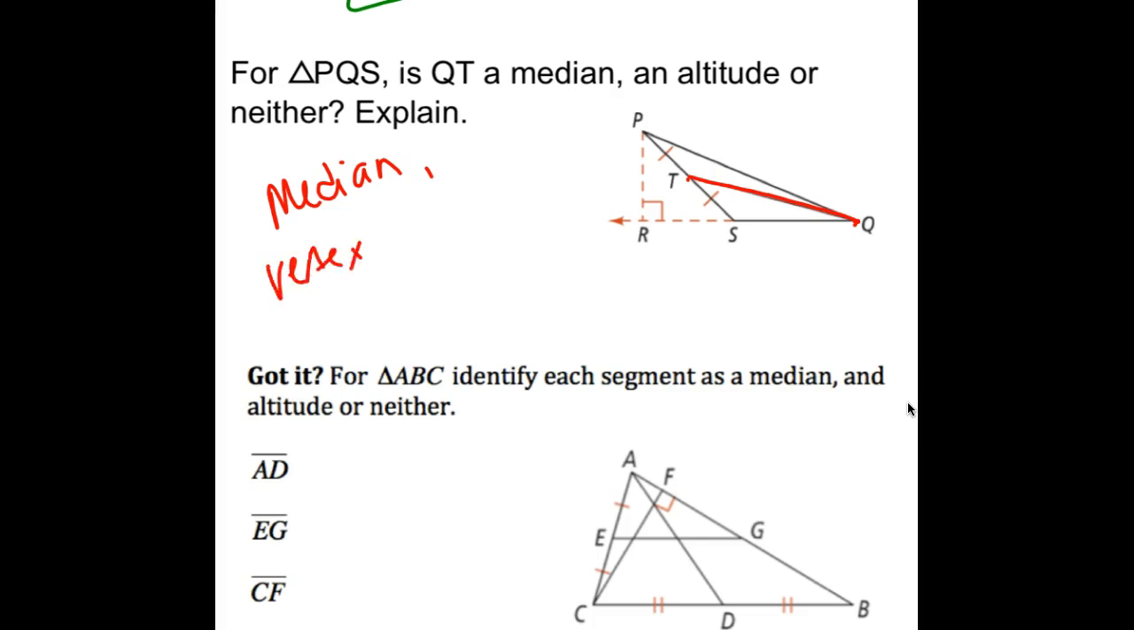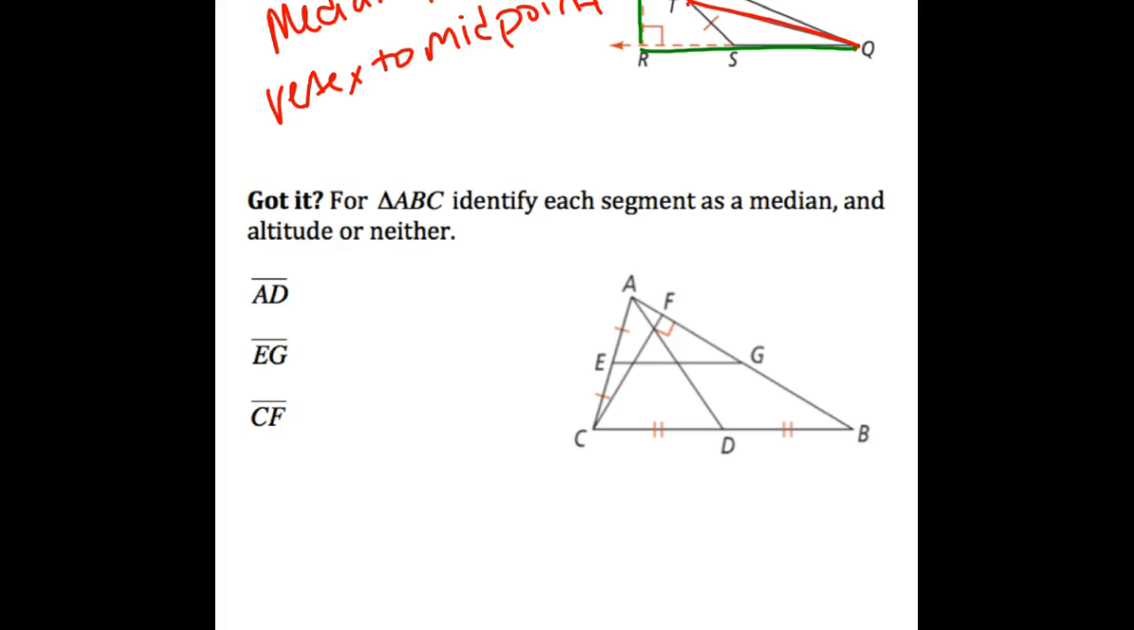To explain, I just explain where the endpoints are, what I just said. Vertex to midpoint. Now remember that an altitude is how tall a triangle is. The altitude in this particular picture could be PR or RQ. It goes from a vertex and makes a right angle kind of opposite it. So those would both be altitudes in this one. So what you're looking for in this last picture is to identify each segment as a median, an altitude, or neither. I just talked about what a median was and what an altitude was. So pause the video and see if you can come up with what these ones are.